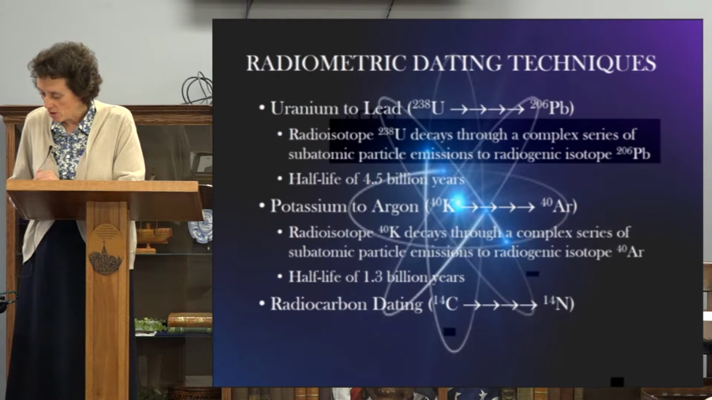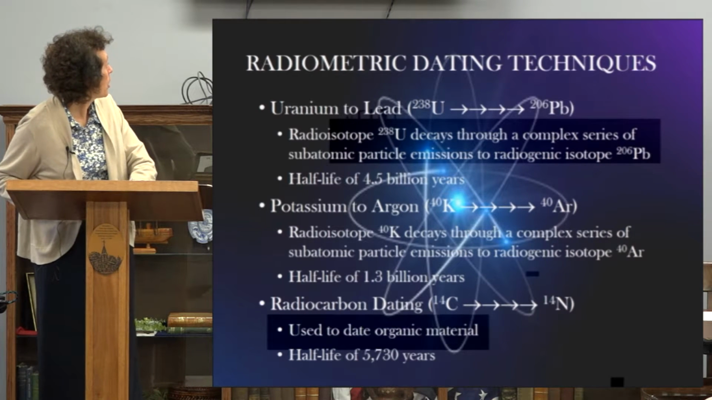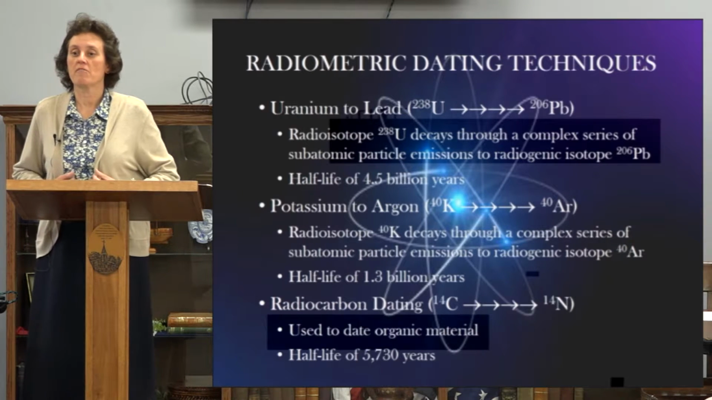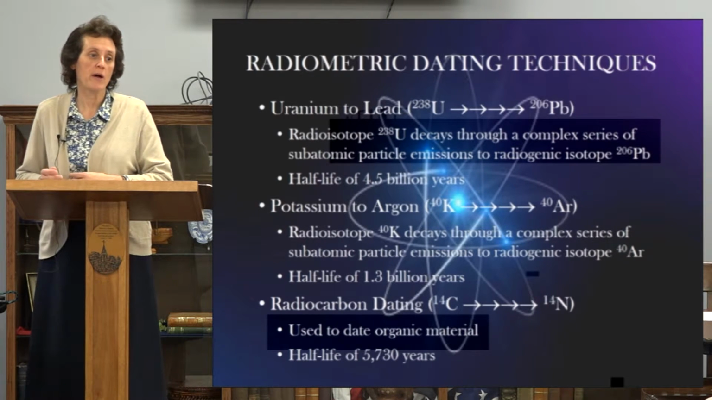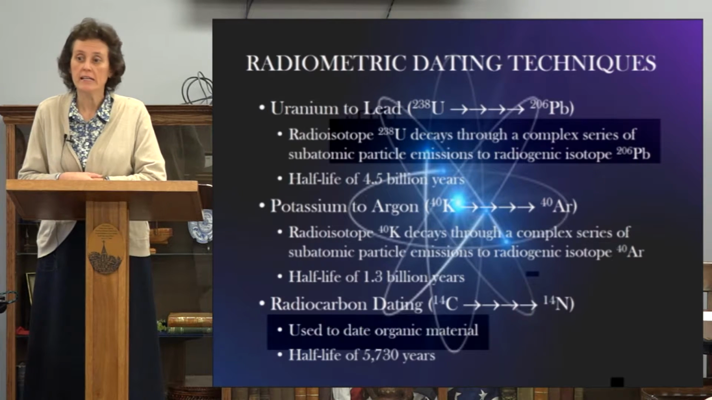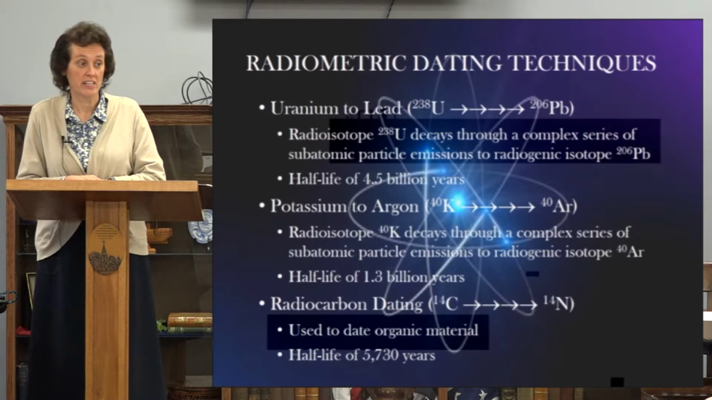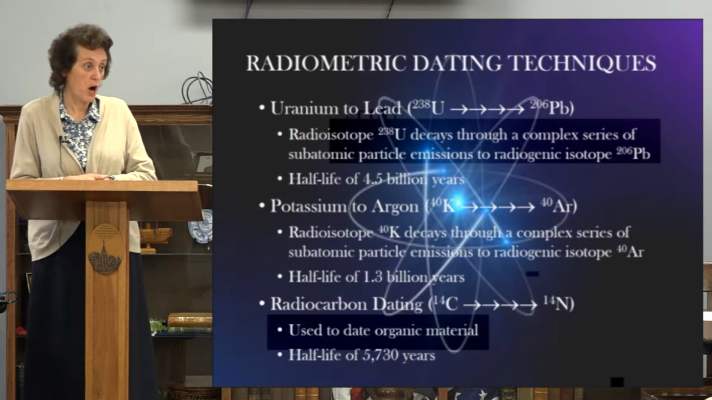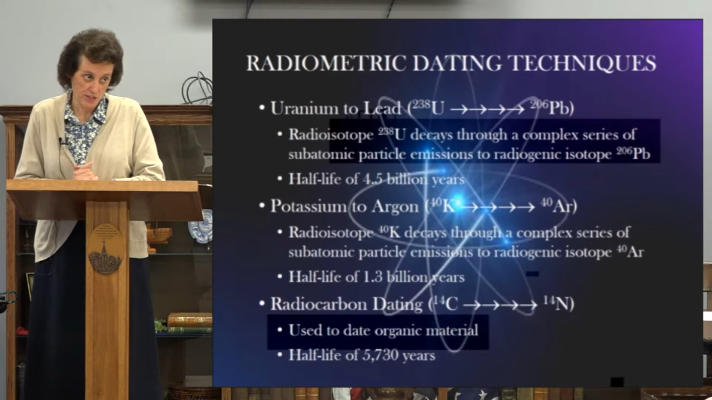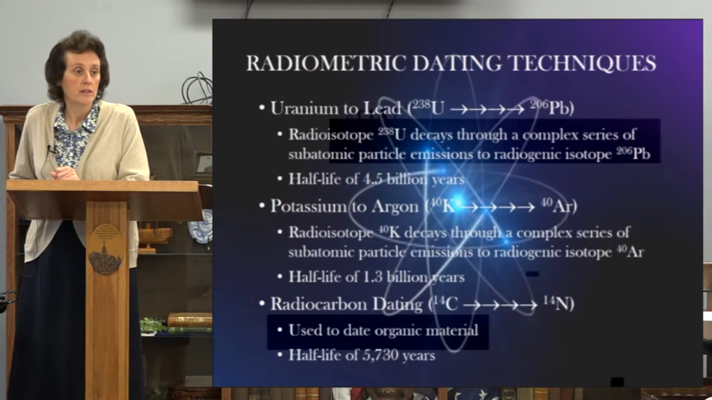And then we have radiocarbon dating. Radiocarbon is where the radioisotope is that unstable isotope of carbon, carbon-14. It does not decay back to carbon-12, it decays to nitrogen-14. So carbon-14 will decay back to nitrogen-14.